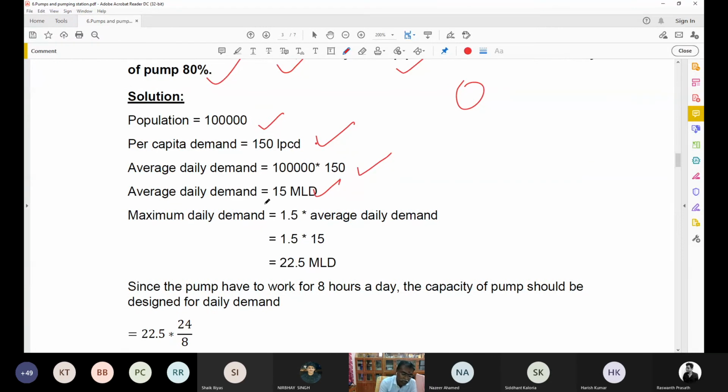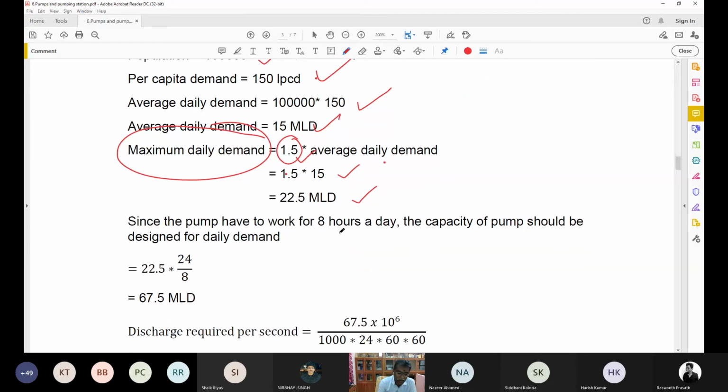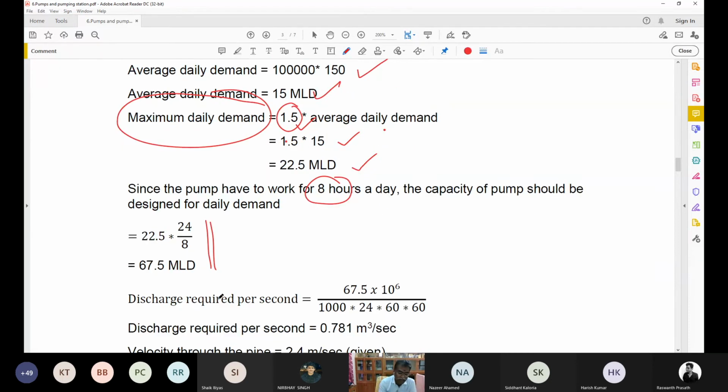Now, all pumping stations are designed for maximum daily demand, which is equal to 1.5 times the average demand. This factor also has been mentioned in the problem, 1.5 into 15. So you may get 22.5 MLD. So this 22.5 MLD has to be supplied, and the pump has to work for 8 hours in a day. Thereby, now we have to design the capacity of the pump, as 22.5 is the requirement, because it will work only for 8 hours, 24 by 8.